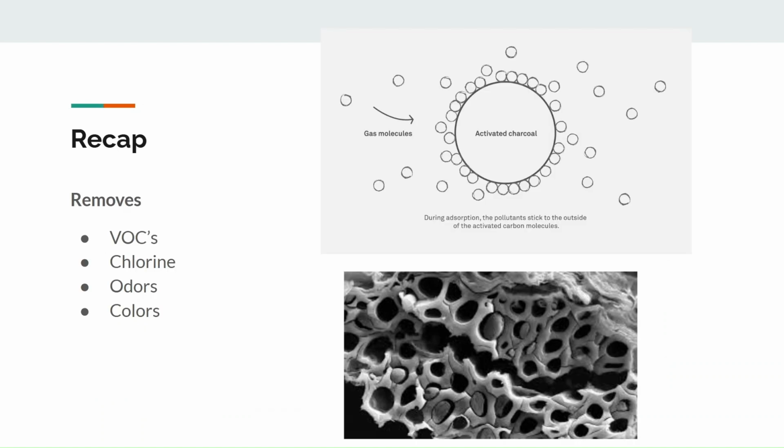So to wrap it all up, activated carbon is a super porous form of carbon made by heating organic materials without oxygen. Its high surface area allows it to remove many impurities through a process called adsorption. It's especially good at getting rid of chlorine, odors, and some chemicals, though it doesn't remove everything. That's why it's often combined with other filtering methods. You can find activated carbon in filters everywhere, from your kitchen to massive water treatment plants. It's a simple but powerful way to make water safer and better tasting.